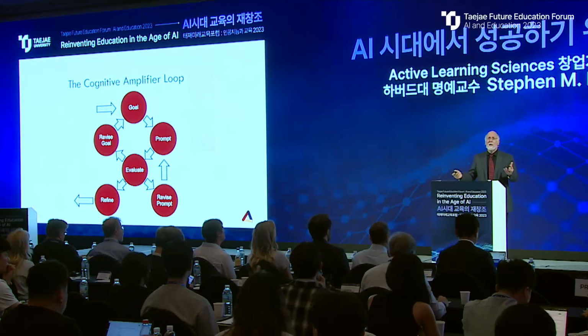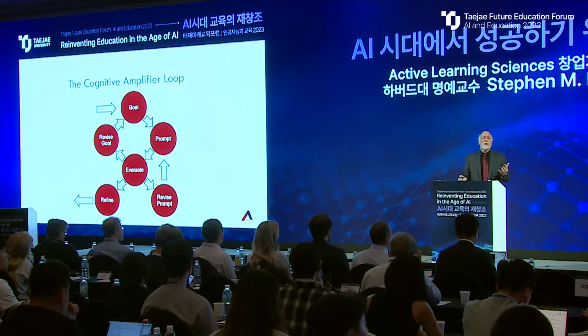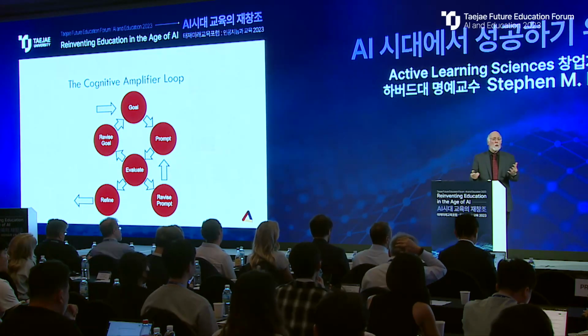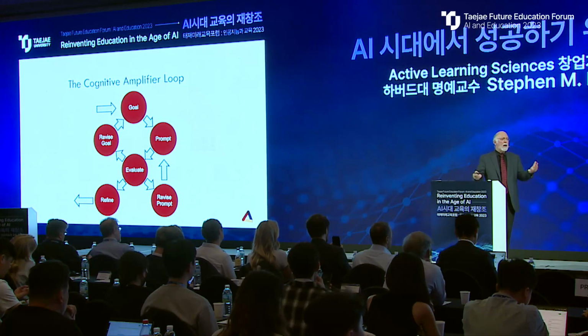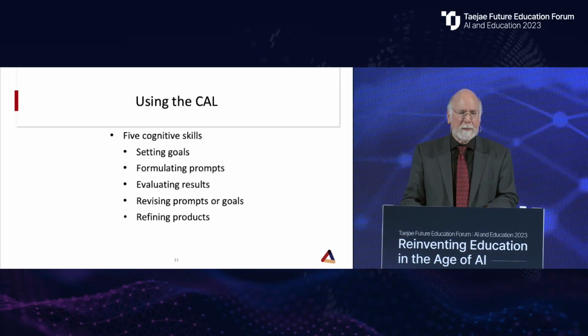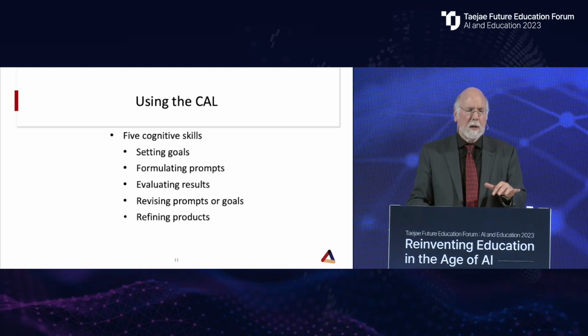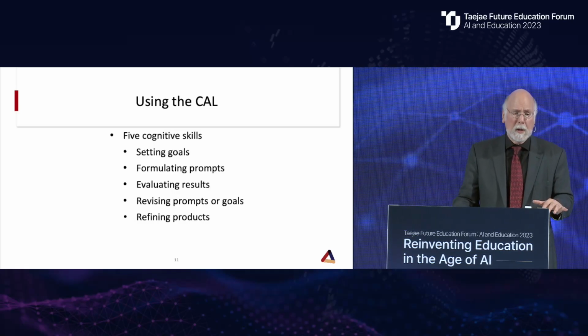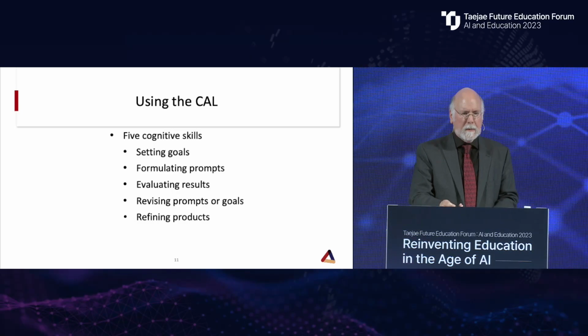So what do we need to learn in order to use this effectively? So this is a structure. This is a way to think about how to organize part of a curriculum. So there are 5 cognitive skills here: setting goals, formulating prompts, evaluating results, revising prompts or goals, and refining products.